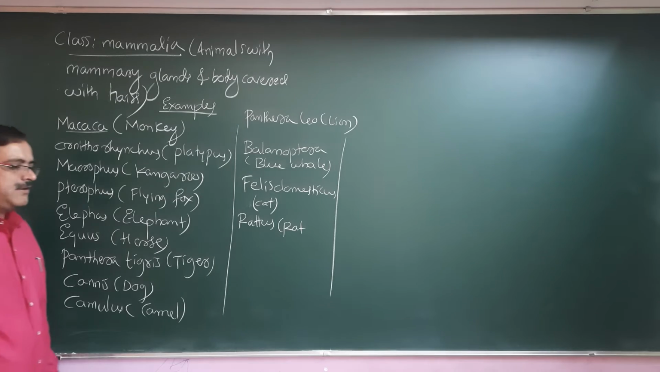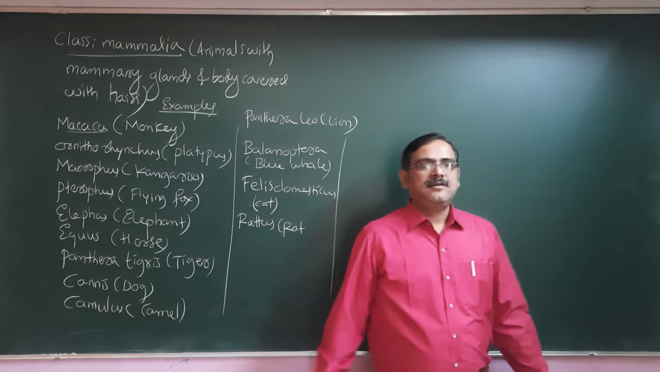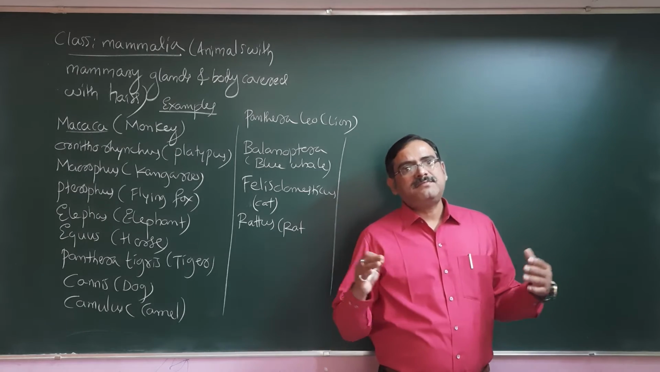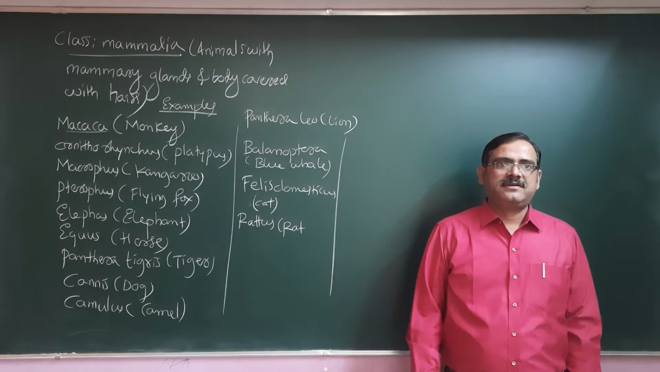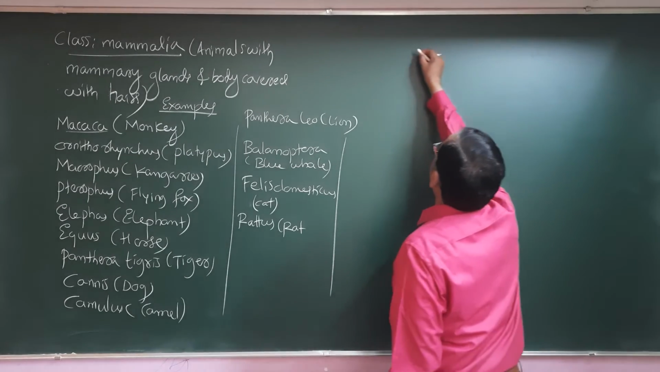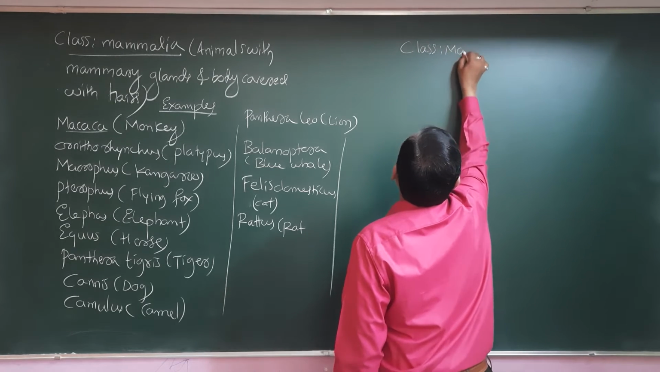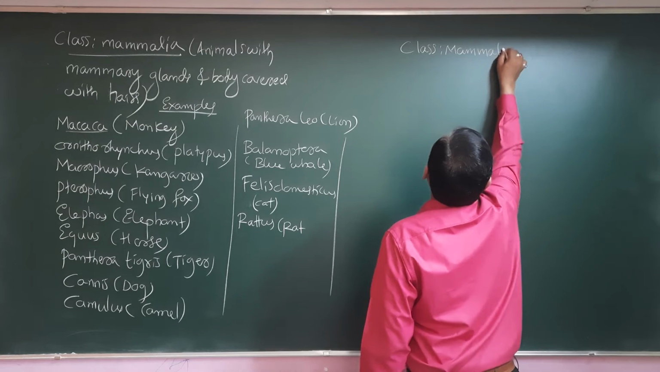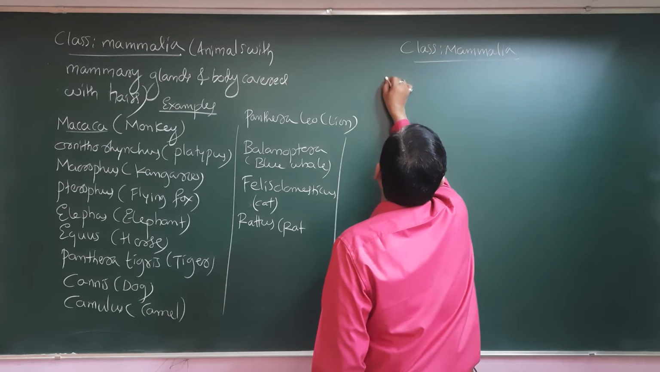Well, the class Mammalia itself is divisible into three important subclasses. What are they? Let us understand that also. So class Mammalia has three important subclasses. What are those?